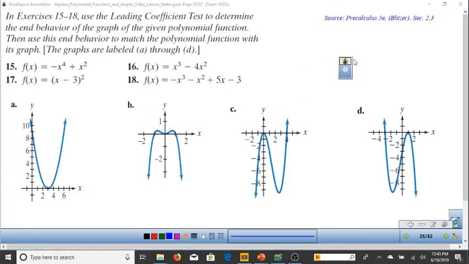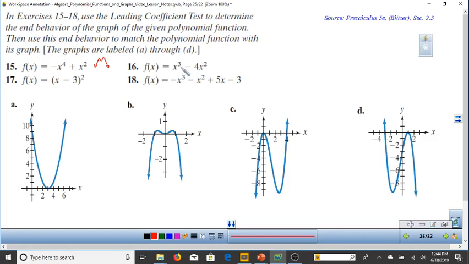Now in this case, let's take a look at this example here. The question says, for numbers 15 to 18, use the leading coefficient test to determine the end behavior, and then use that to identify which polynomial is which. So in this case, we see that this graph goes downward at the ends because the degree is even and the coefficient is negative. So the end behaviors are the same, but the graph opens downward. So we have a graph that looks something like that. It should have at most 3 turns because the degree is 4.